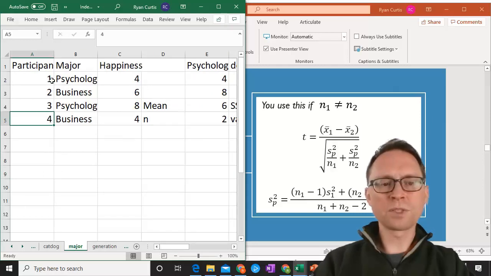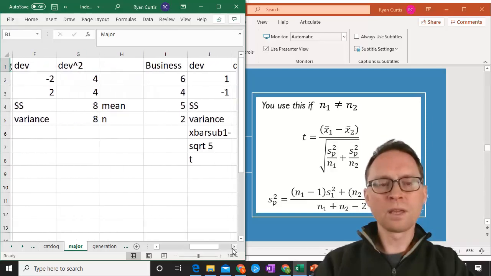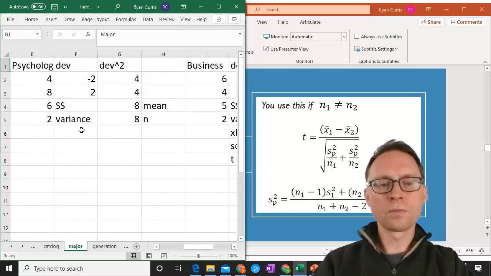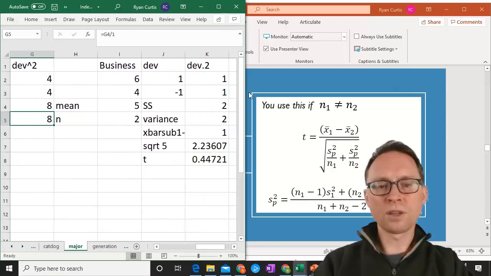Okay, we had 4 participants, their major, their happiness. Then we split them into 2 groups. We split them into psychology majors. Okay, psychology majors, this is the mean, right? That's the n. This is the sum of squares for psychology majors, and this is the variance for psychology majors. Then we need to find business majors. Here is all of their information.